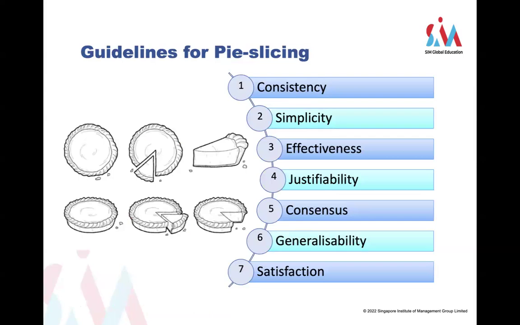Now, moving on to the last part of this session, we have guidelines for pie slicing. So making use of our 10 strategies to help us maximize our share of the pie. Now it is time for us to slice the pie. It is the time for us to distribute those resources. So what are some of the guidelines that we can use to help us distribute the resources? So there are 7 of them, and we're going to look at them in greater detail.